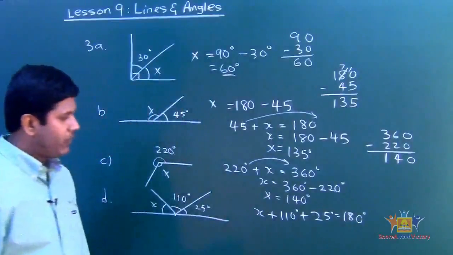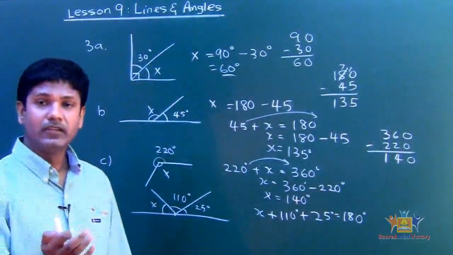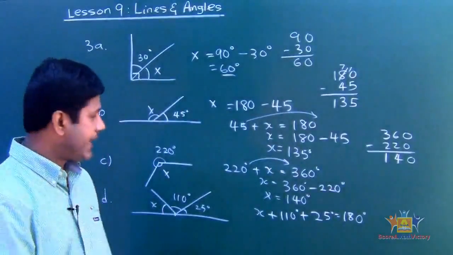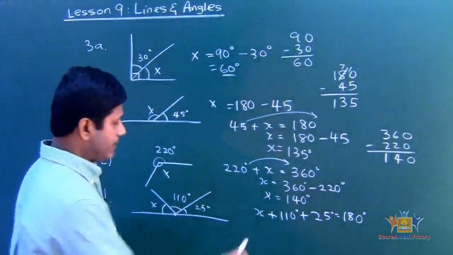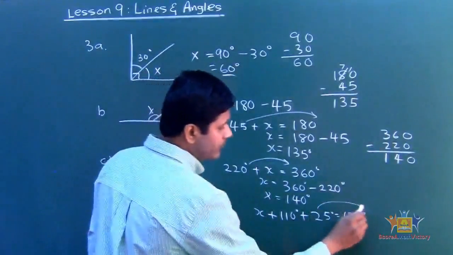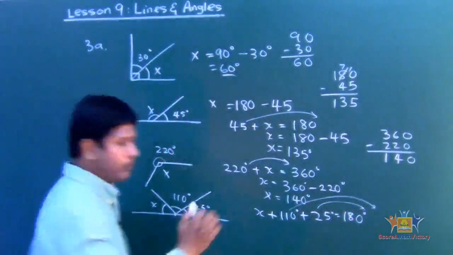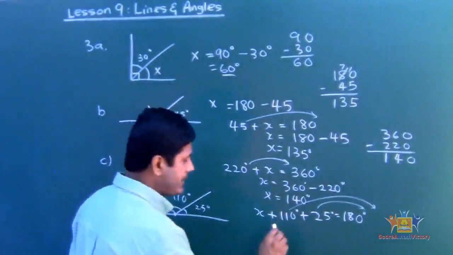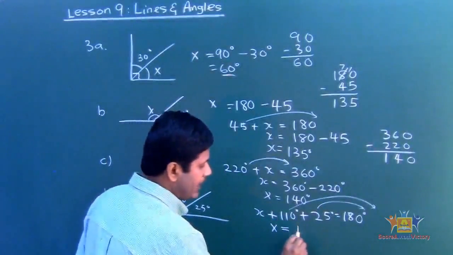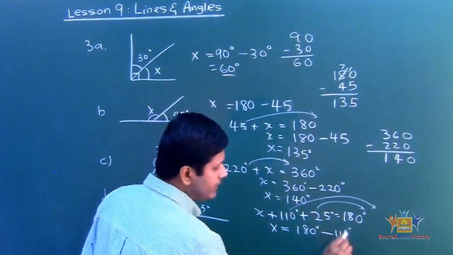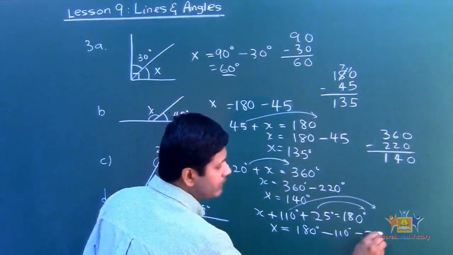And I'm looking for what? I'm looking for x. I have to isolate x. Who's got to go? 110 and 25. See that? They both are adding. That means I have to move them across the bridge. So plus, crossing the bridge, becomes what? Minus. So x equals 180 degrees minus 110 degrees minus 25 degrees.